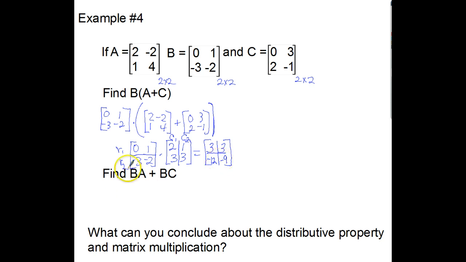Okay? All right, let's do this one. Okay, find AB plus, and then add to that AC. So we're going to have to do the multiplication here before we do the addition. So let's set this one up.